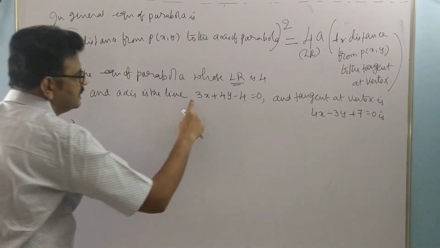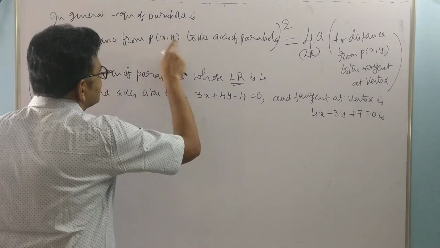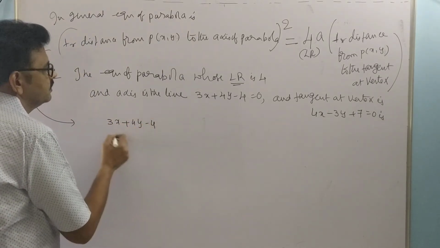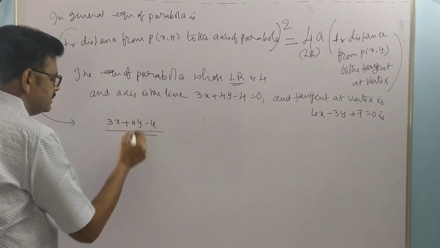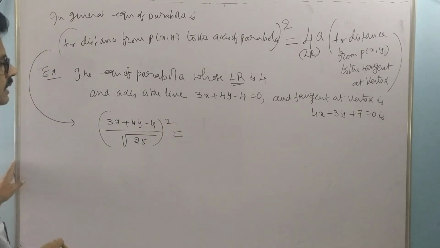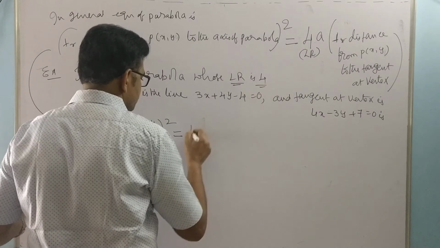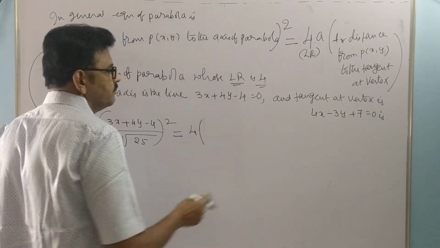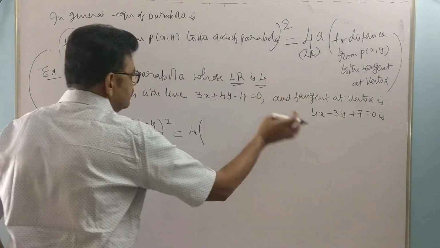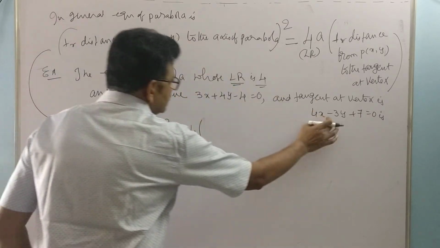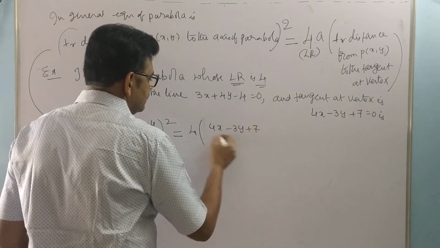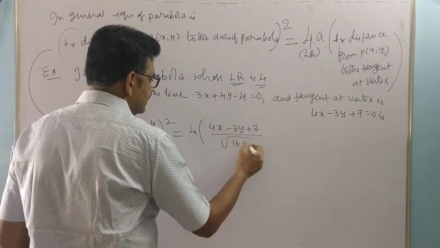Okay, perpendicular distance is what? ax1, a is 3, x1 is (x, y). So this is 3x plus 4y minus 4 by root of a square plus b square, that is 25, whole square, is equal to latus rectum 4 into perpendicular distance from the point (x, y) to the tangent at vertex. So this is the tangent at vertex, distance from (x, y) to the tangent at vertex: 4x minus 3y plus 7 by root of 16 plus 9.